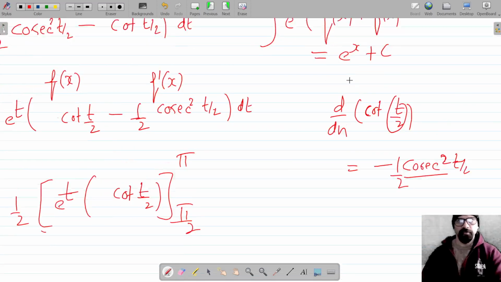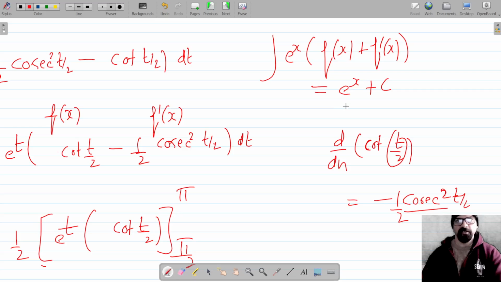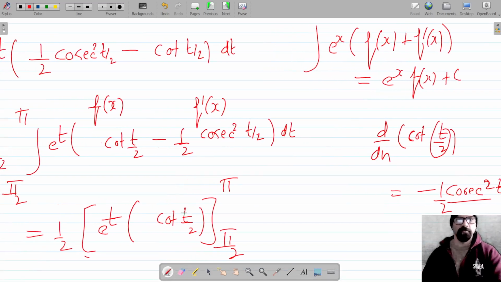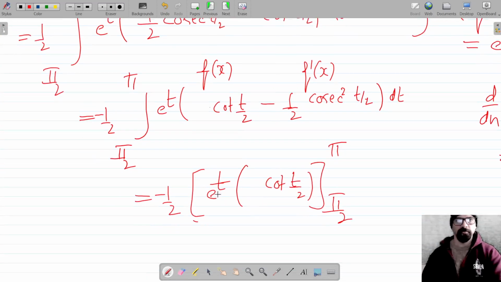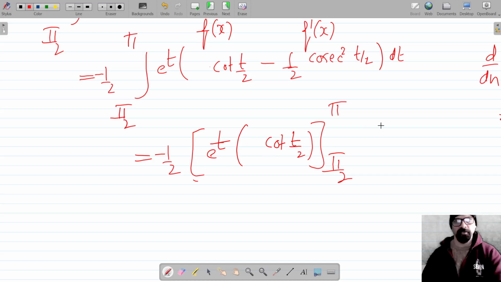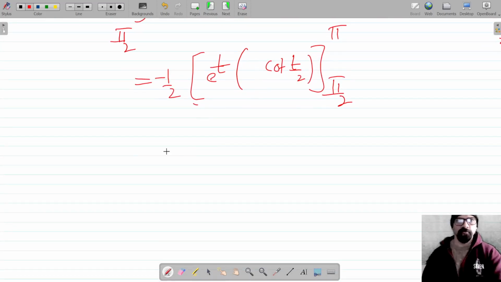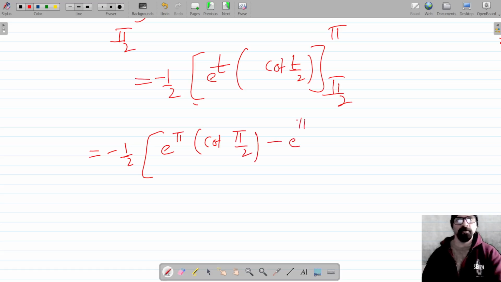So it is of the form e raised power x into f of x plus f dash x, which is e raised power x into f of x plus c. So this negative is out, and this becomes e raised power x into f of x. Now let's evaluate this. So this is negative half, let me put e raised power pi into cot pi by 2 minus e raised power pi by 2 into cot pi by 4.